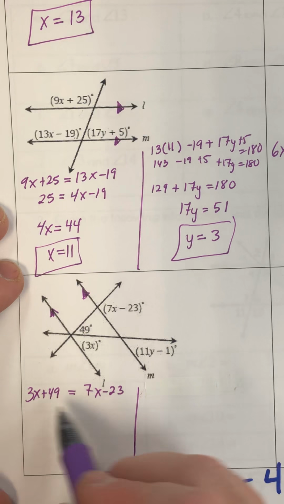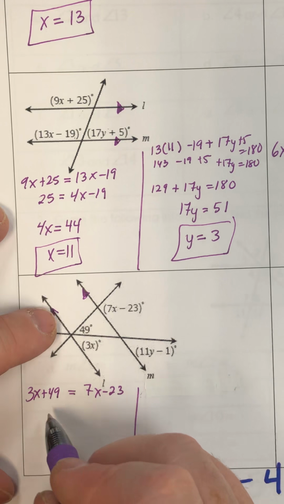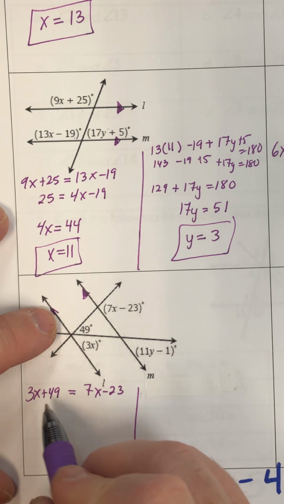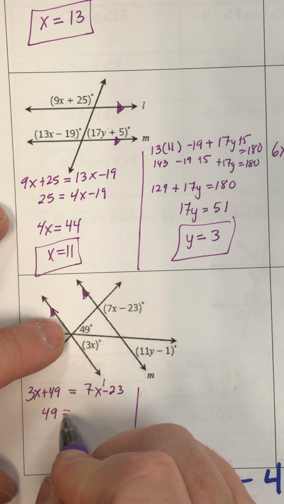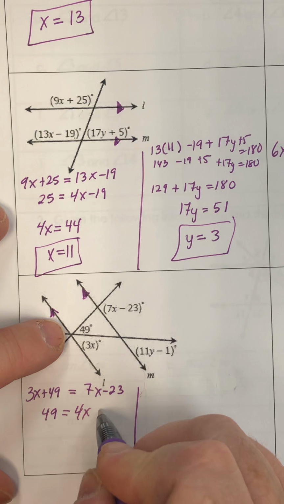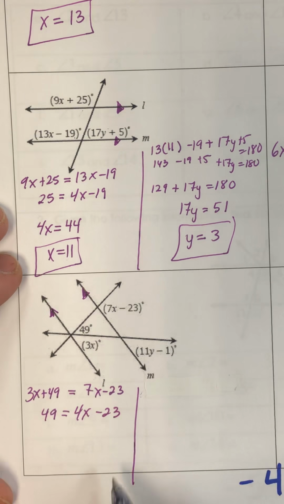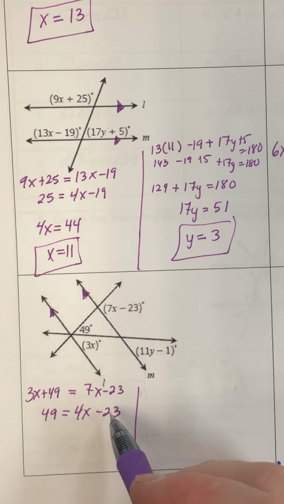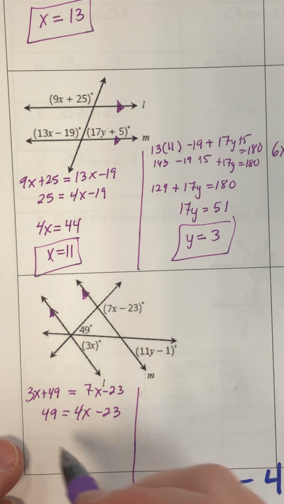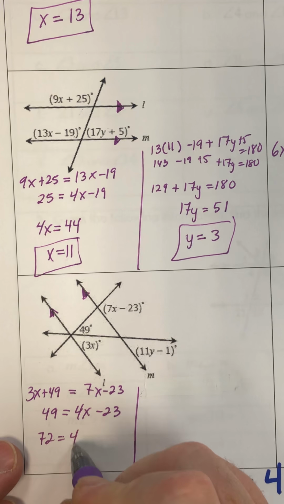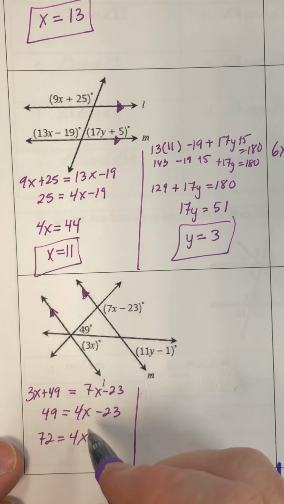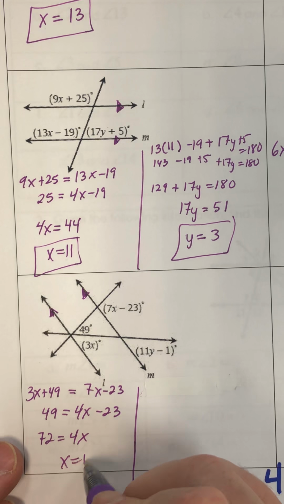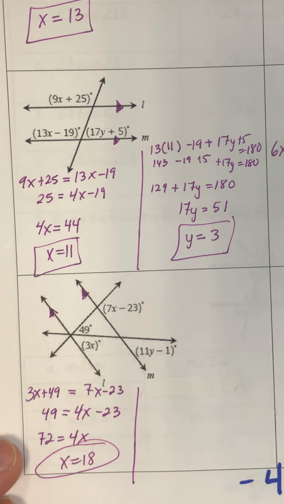Okay, so let's subtract, or sorry, subtract 3x, that would leave me 4x. Okay, then I'm going to add 23. So that's going to be 72. And then divide by 4, so x is 18. All right.